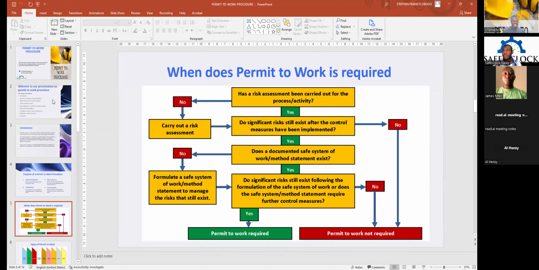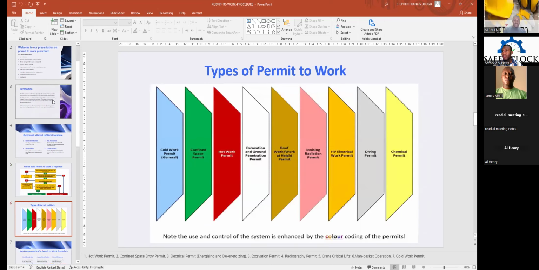But if the risk still exists, then the permit to work will be some form of additional safe system of work, because the risk assessment would have been in place, the method statement and all other control measures would also have been in place. Then with the addition of permit to work, it will enhance or strengthen the control measures to prevent risks of such an activity. Now, this slide will give us the different types of permit to work system, okay?